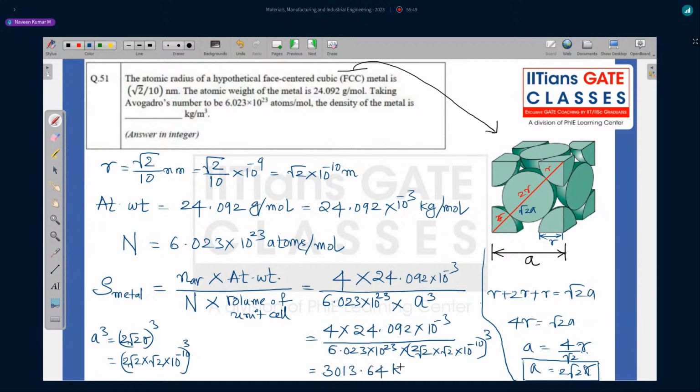Obviously, there will be some range. Don't worry about the decimal points, but you have to express it in kg per meter cube. So this is your density, and this is your answer. That's it, 3013.64, approximately around that. Okay, good. Now, next.